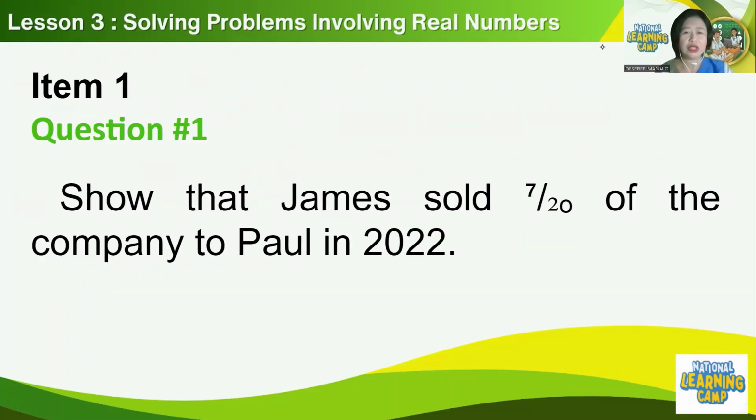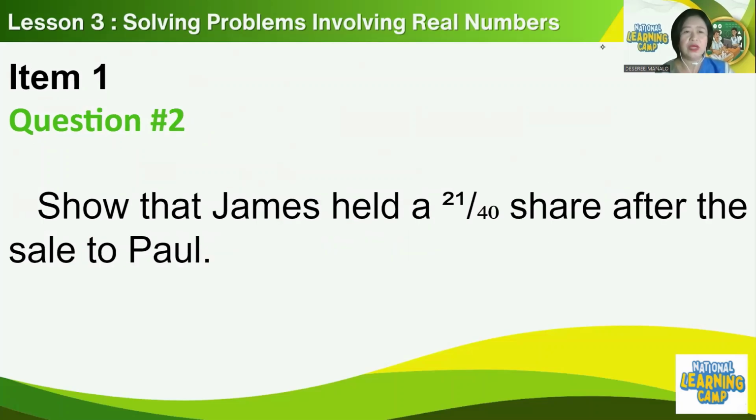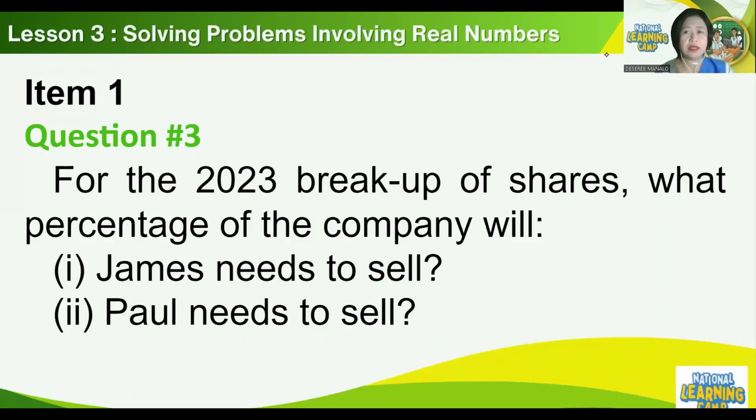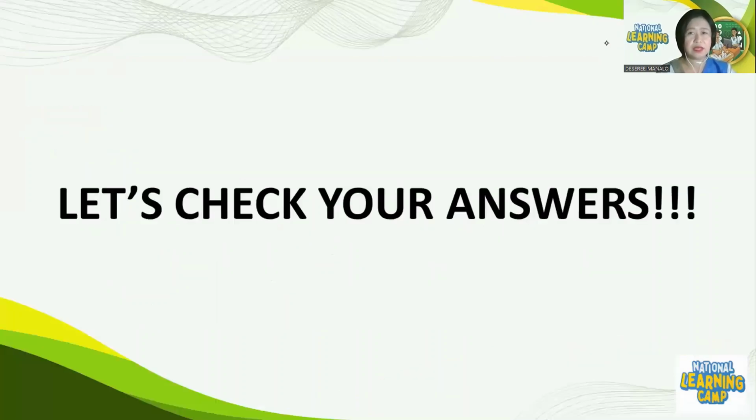Question number 1. Show that James sold 7/20 of the company to Paul in 2022. Question 2. Show that James held a 21/40 share after sale to Paul. Number 3. For the 2023 breakup of shares, what percentage of the company will 1. James need to sell? 2. Paul need to sell? You can pause the video and answer the 3 questions. Let us check your answers.